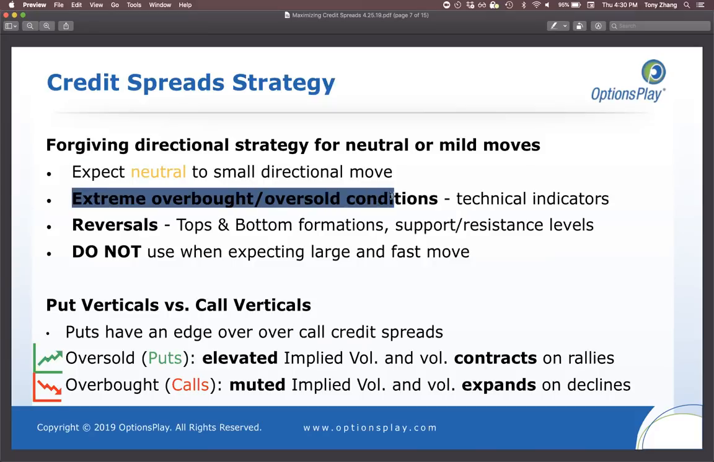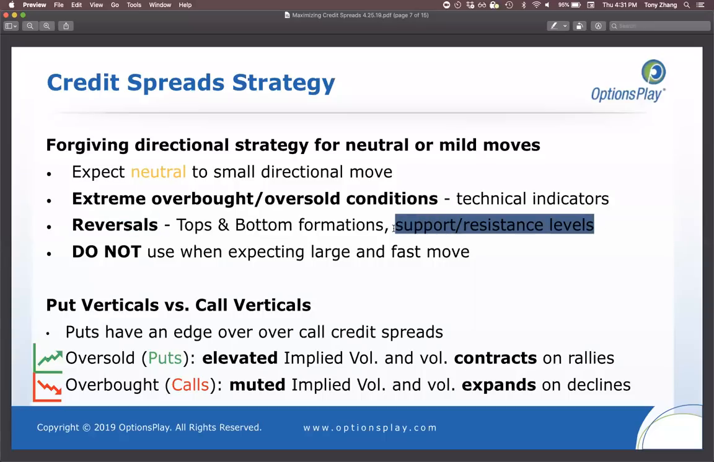These are generally good for when you've identified extreme overbought or oversold conditions. There are many technical indicators that do this, but many of you that use momentum indicators like MACD, RSI, stochastics, these are all momentum indicators that are designed to identify overbought and oversold conditions. Credit spreads are an ideal strategy for when you've identified these conditions. They're also useful for reversals. So for those of you that don't use any technical indicators, but use price action, so whether you use top and bottom formations like double tops, double bottoms, head and shoulder reversals, or even just plain vanilla support and resistance levels, you can use them when you have identified a floor or a ceiling, which is just another way of identifying overbought or oversold conditions.